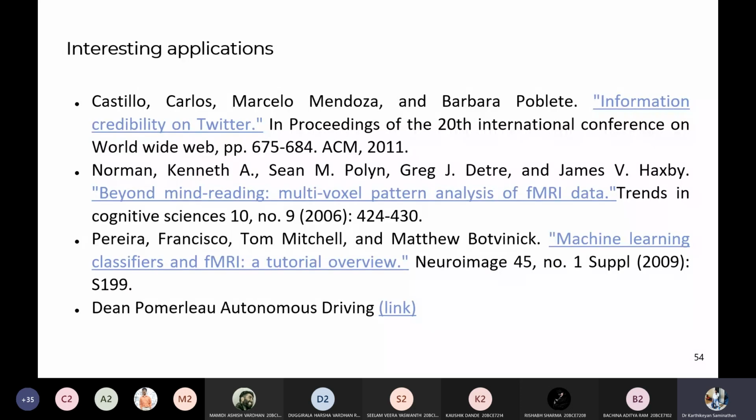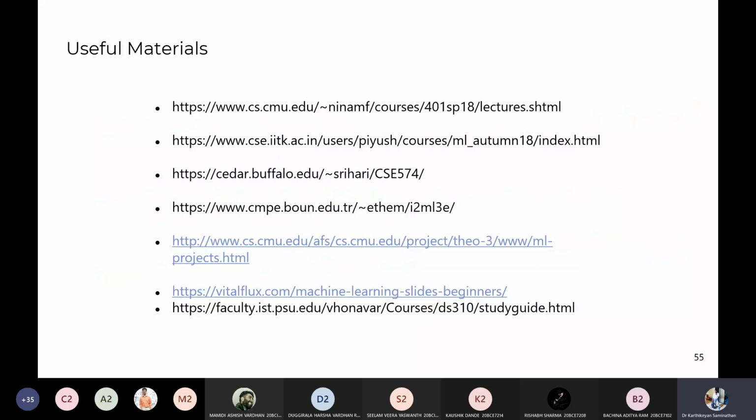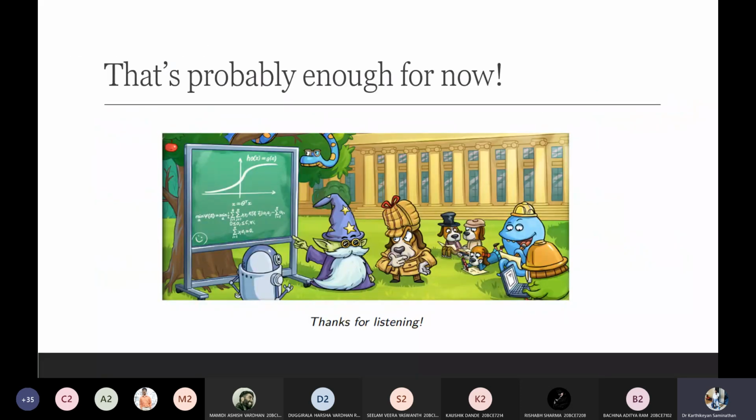These are three interesting papers which were published in recent years. Whenever you have free time, you can have a look at these papers to see how ML is used in real time. This is useful material. I think this is probably enough for now. So this is what ML is all about.